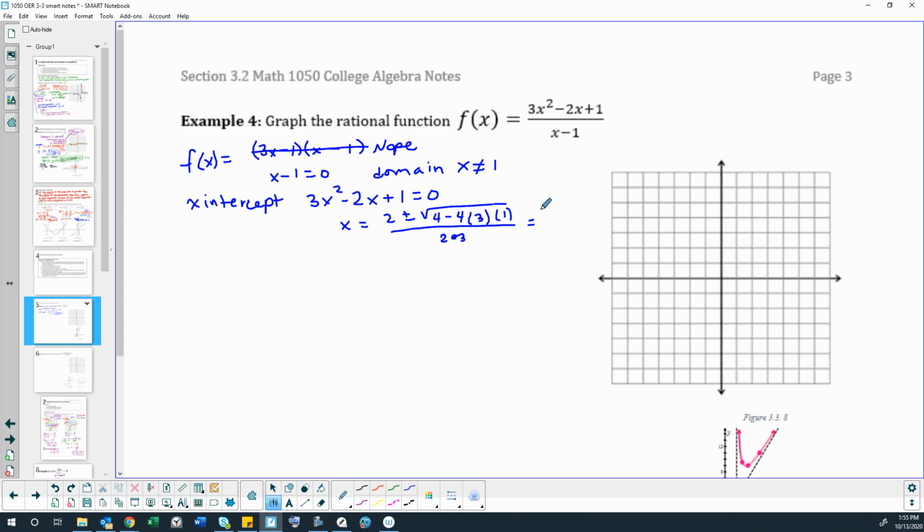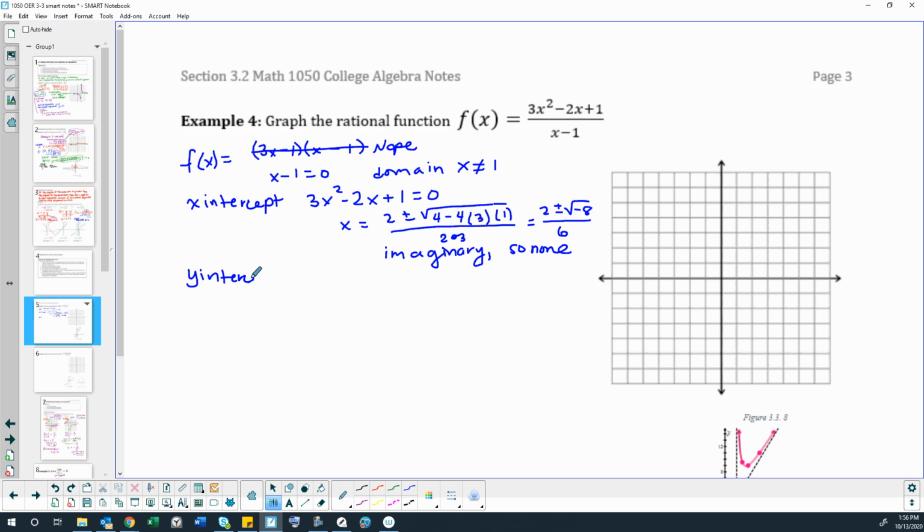Okay, so that gives us 2 plus or minus the square root of 4 minus 12. That gives us 4 minus 12, that's a negative 8 in here and 6 down here. Now we can just stop. We could have just done this part. This means there are no x-intercepts because this would be imaginary, right? Because we're doing the square root of a negative. So no x-intercepts. Awesome.